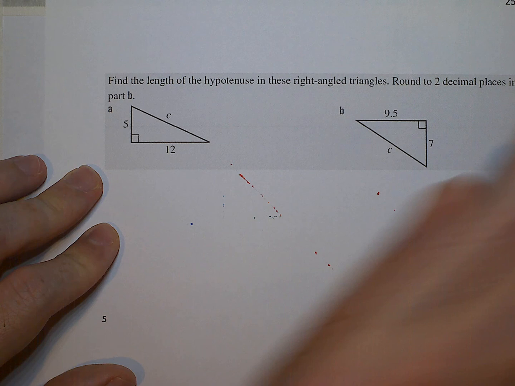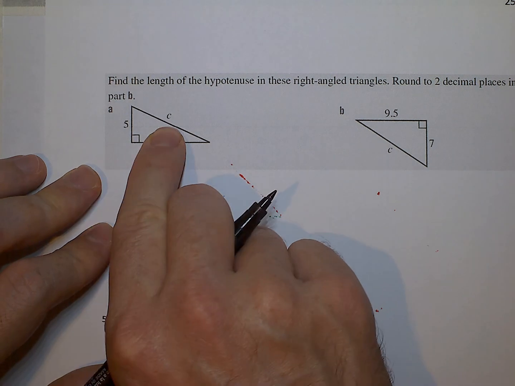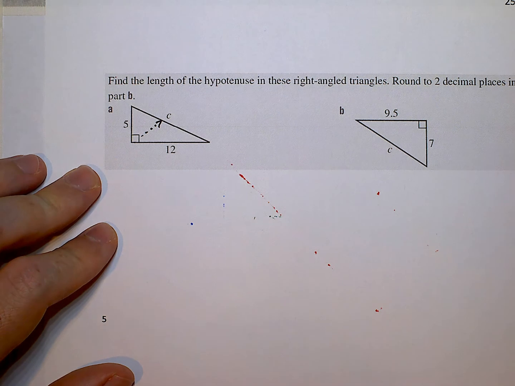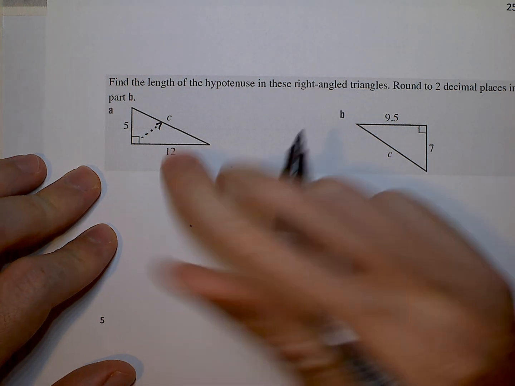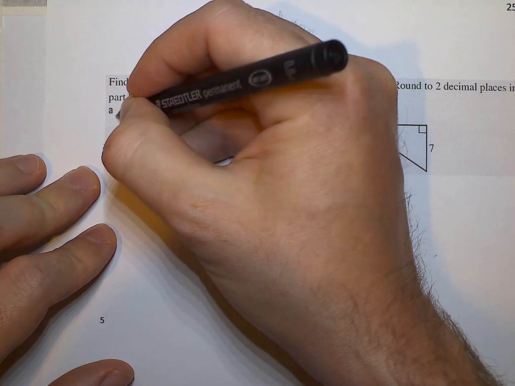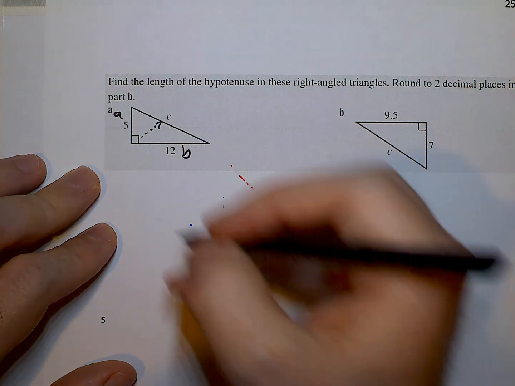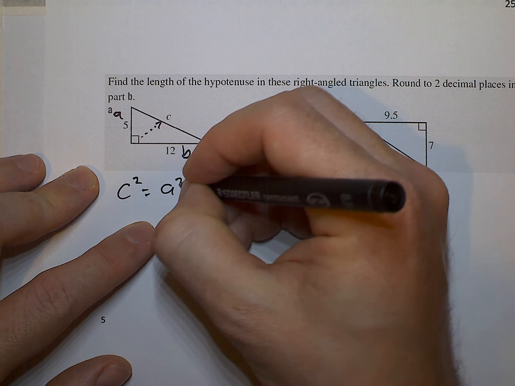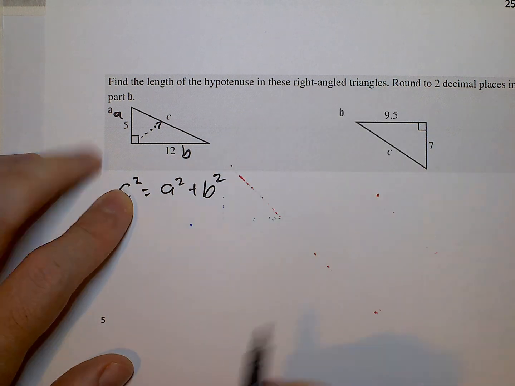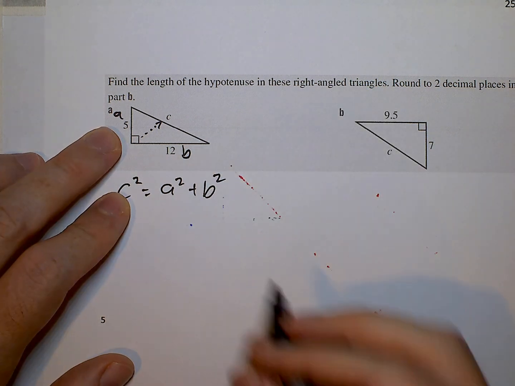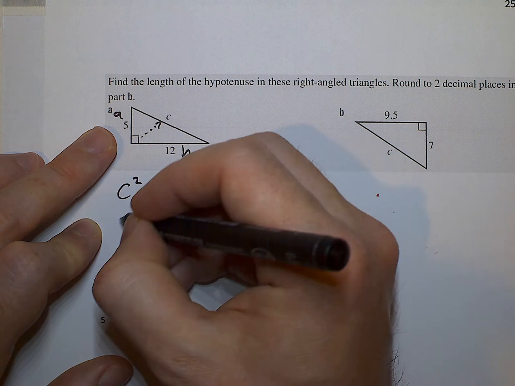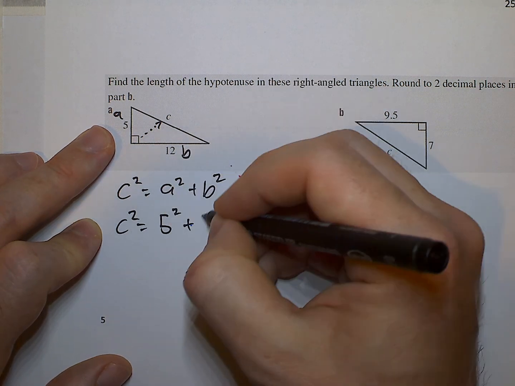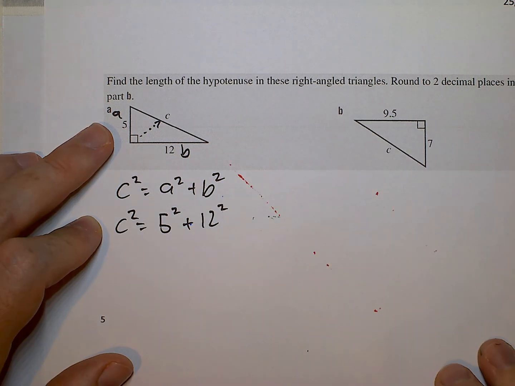So, if we have this is our c, our hypotenuse, because it's opposite our right angle. Then we have our 12, which is our b, 5, which is our a. Let's write out Pythagoras' theorem. C squared equals a squared plus b squared. What is our a length? That is 5, so let's replace this a with 5. 5 squared. And our b is 12, so 12 squared replaces b.